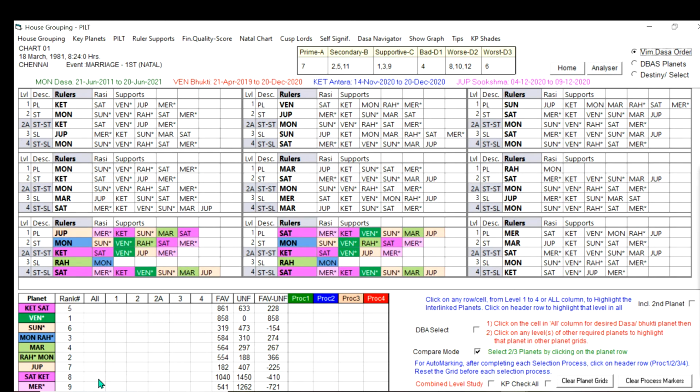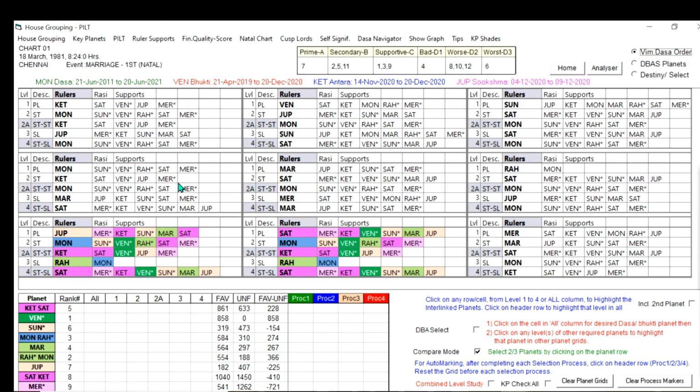You can identify the planets which are traveling in the star and sub, or any level, their key planets, favorable key planets, and unfavorable key planets. In a single screen, you can compare all planets, or if you want to check the house grouping table or EPS table or analyzer table of any planet, here itself you can check.